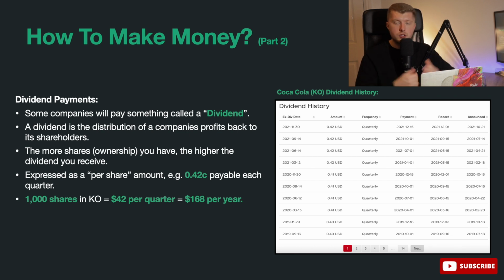So in terms of how much you could actually make in, I guess, passive income, if you like, from investing into Coca-Cola stock, well, if you purchase 1,000 shares of Coca-Cola, you would get $42 per quarter in dividends, the equivalent of $168 per year.